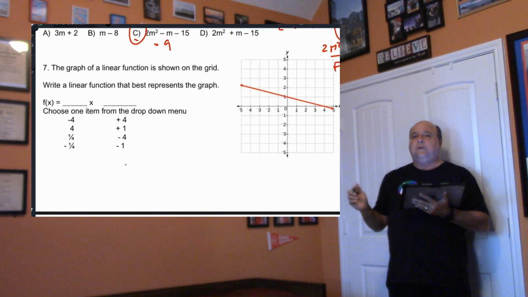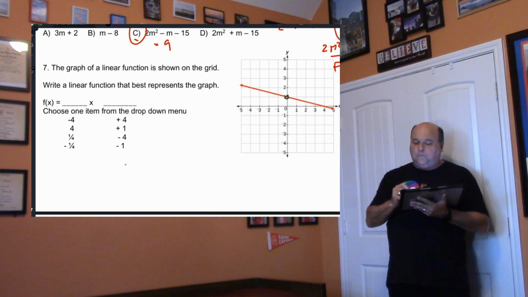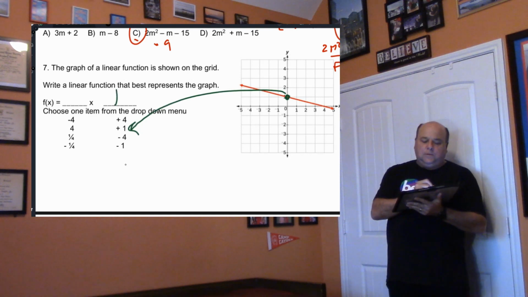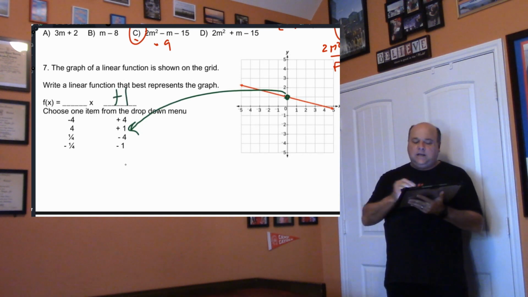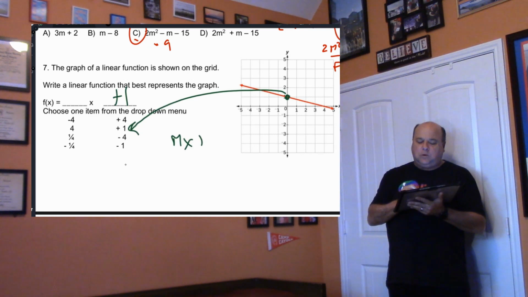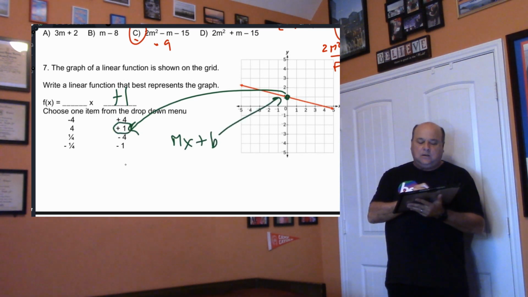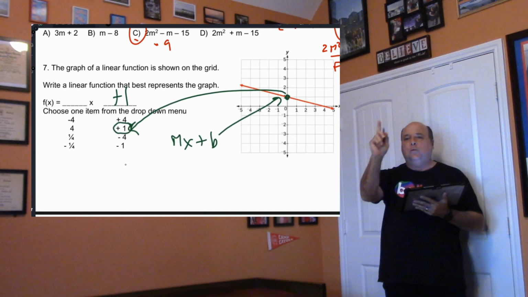Let's go to number 7. You're going to have to figure this out, okay? So this problem right here, put a dot on the y-intercept. That dot is this number right here, which would be plus 1. So the y-intercept, remember, it's mx plus b. The y-intercept is that number. It goes at the end. Please don't miss that. You get 1 point.